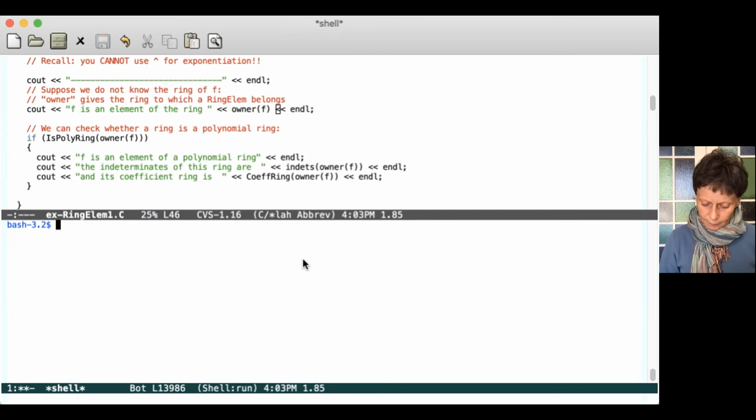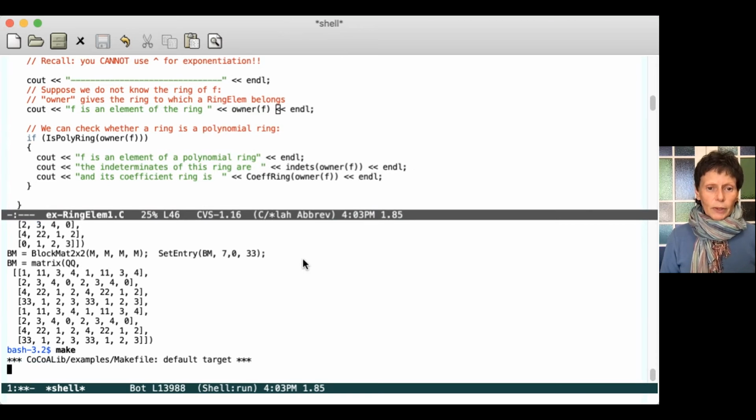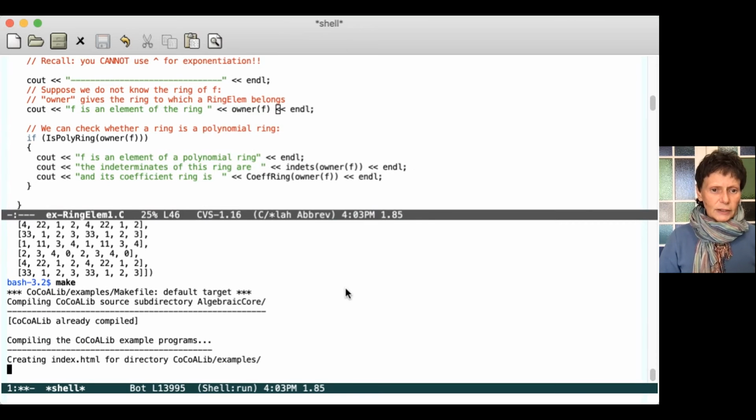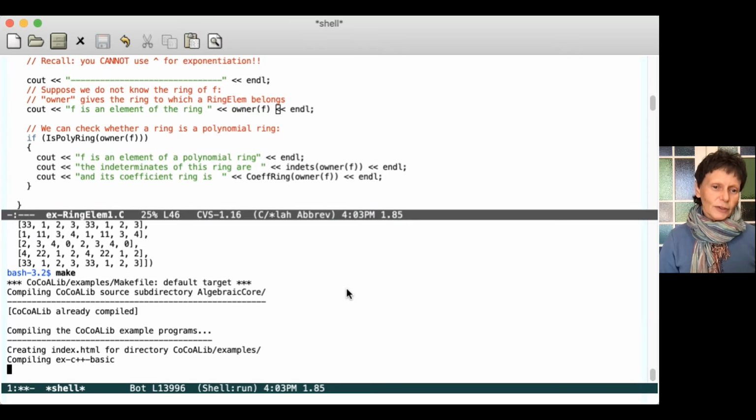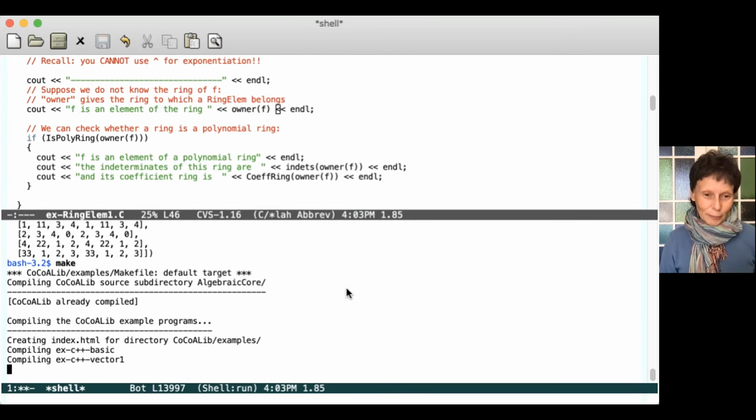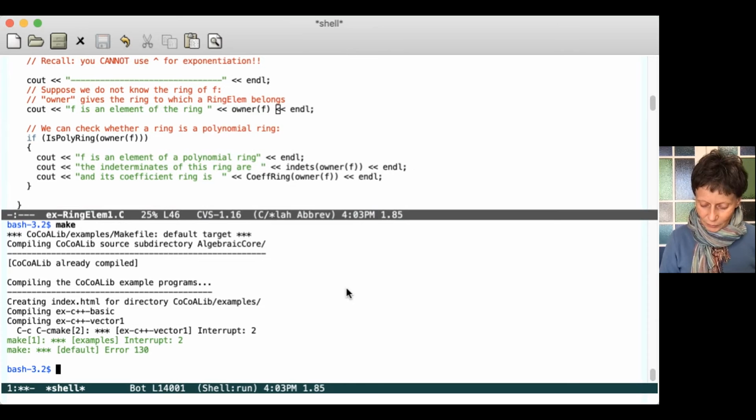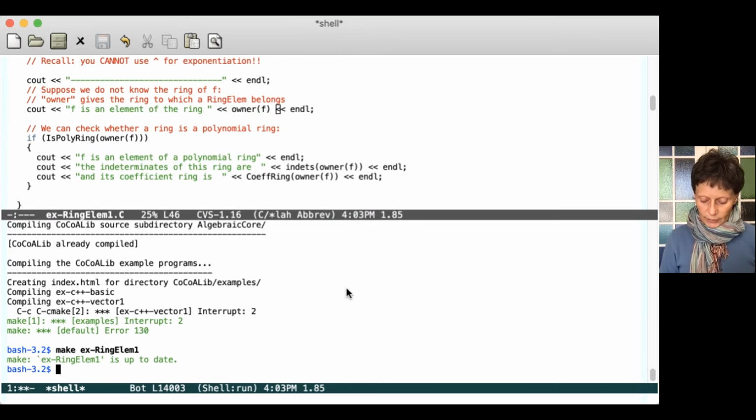So we compile it. Actually, we compile everything, and it should be that everything is already compiled, actually. But not everything. Okay, I stop it. I thought they were. This surely is. So I can write, just to make sure, make X ring element LM1. This is already compiled.